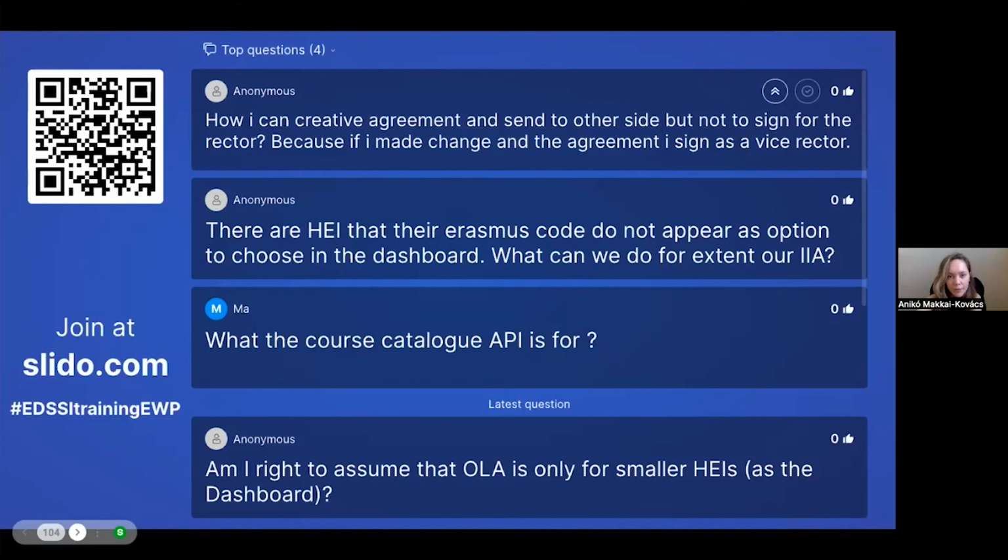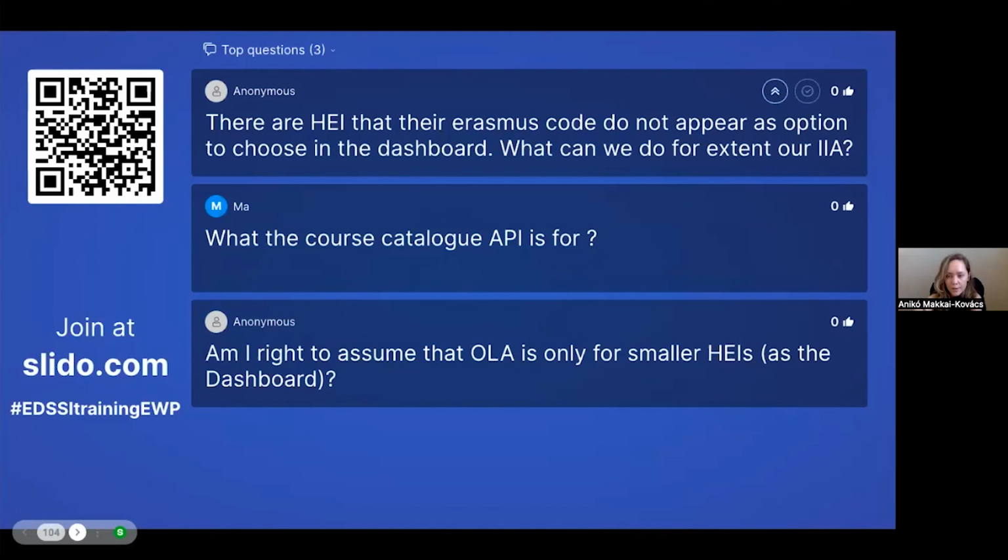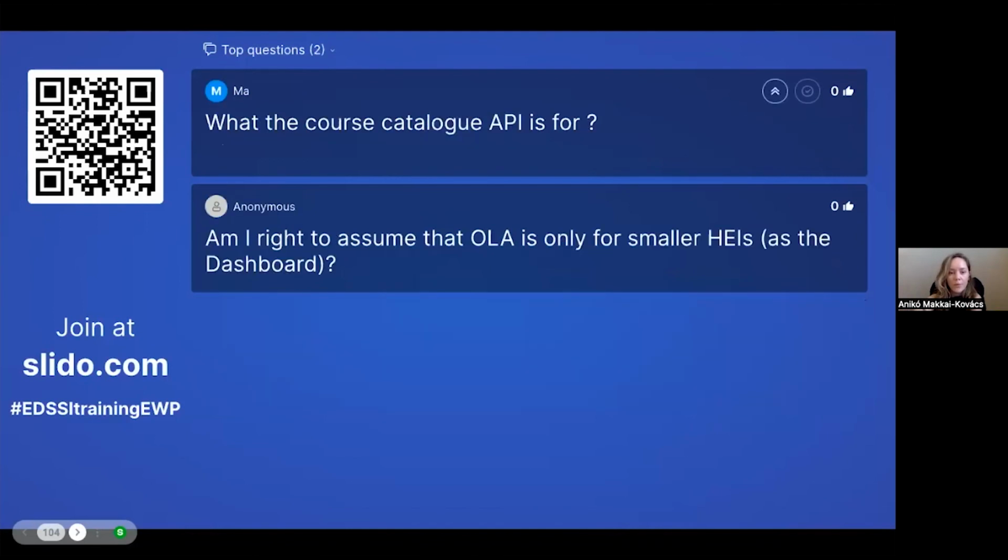that you negotiated with your partner, and then create one IIA in the system, and then ask for the signature from the rector for that, because you already negotiated it, so you don't have to change it anymore. So the same was answered by Paul. And the last two questions. What is the course catalog API for?